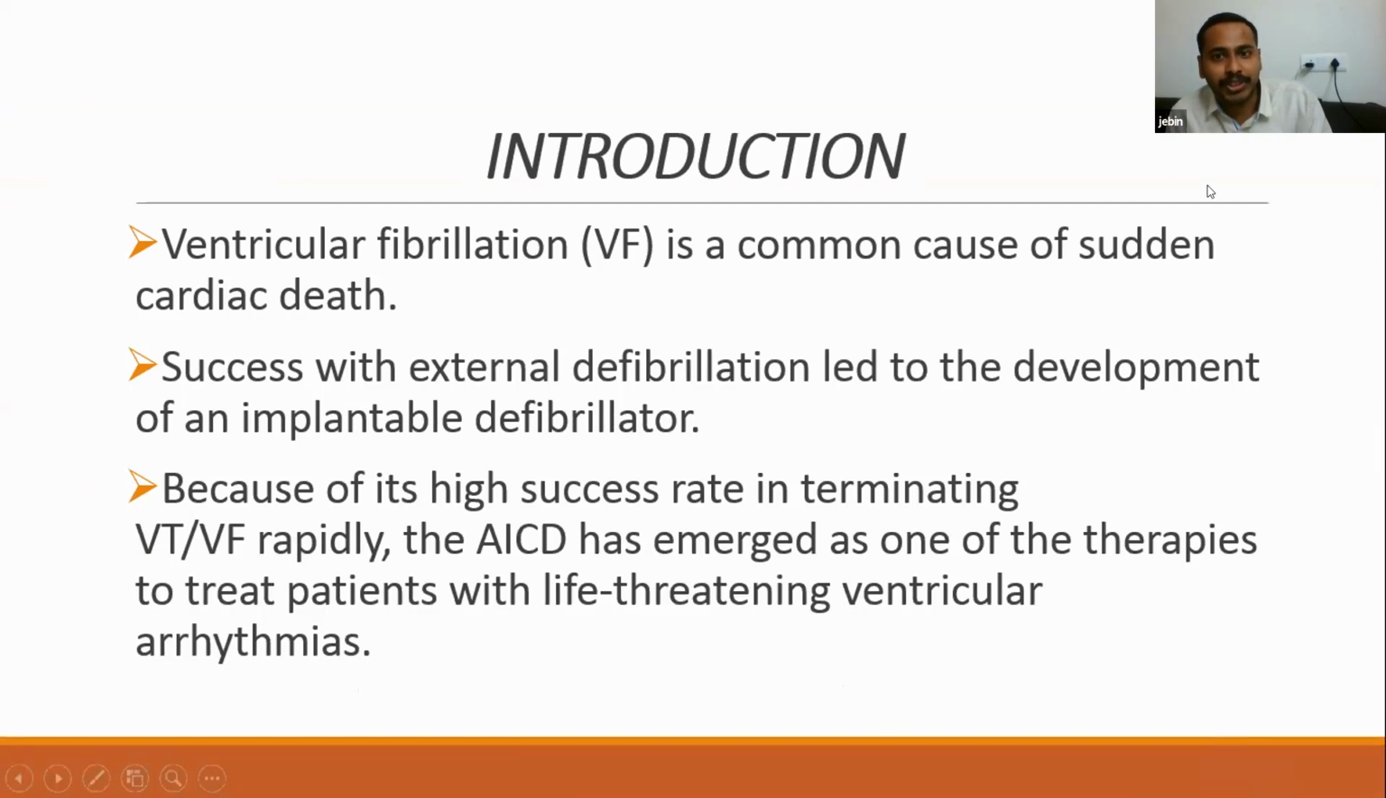Introduction. Ventricular fibrillation is a common cause of sudden cardiac death. Success with external defibrillation led to the development of the implantable defibrillator. Because of its high success rate in terminating VF or VT, the AICD has emerged as one of the therapies to treat patients with life-threatening ventricular arrhythmias.